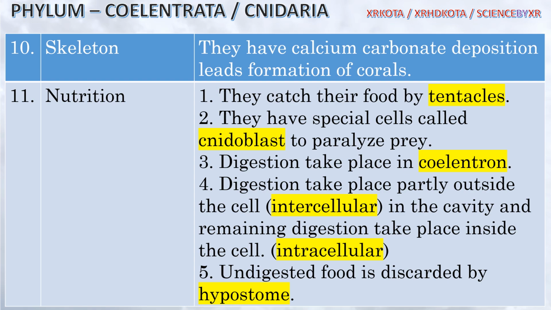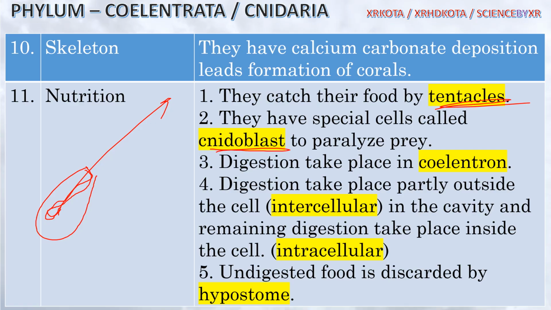Nutrition. This is a very important characteristic. They catch their food with the help of tentacles. Now the tentacles have special type of cells called cnidoblast. I already described the cnidoblast. These are cells in which there is a tube folded inside, and no sooner does any prey animal or any food come close to it, it simply comes out and injects neurotoxin, and that's why the prey becomes immobilized. Okay. Digestion takes place in the coelenteron.